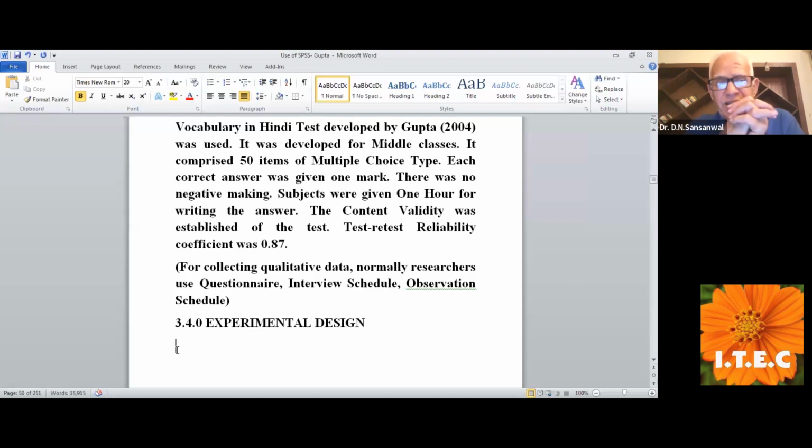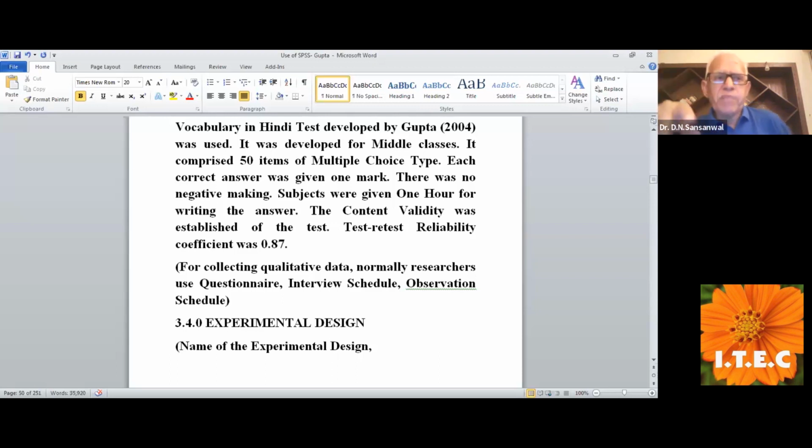Now, here you should write the name of the design, the name of the experimental design. Design means experimental design. You know, I hope you understand that experimental designs are broadly classified under three families. One is called pre-experimental design, another is called quasi-experimental design, and another is called true experimental design.